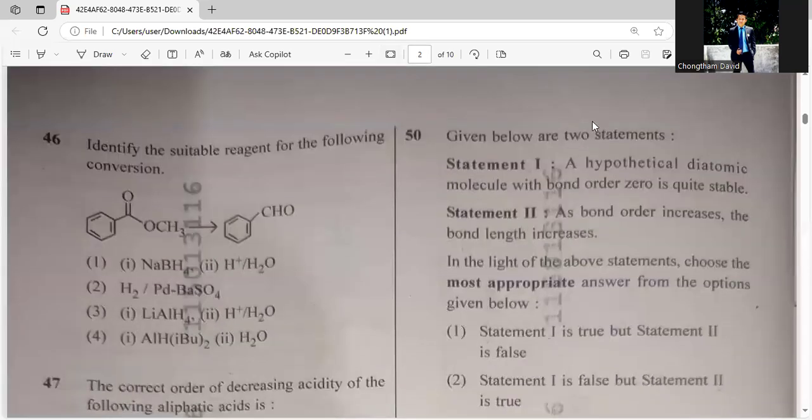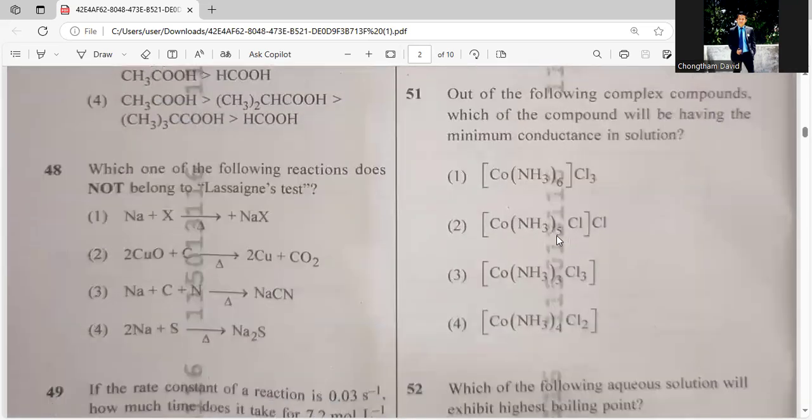After 49 is 50. In this question there are two statements. A hypothetical diatomic molecule with a bond order 0 is quite stable. So this is false, because for a diatomic molecule you cannot have bond order 0, and as bond order increases, the bond length decreases. And moving on to the next statement, statement 1 is false. Statement 2 says as bond order increases, bond length increases. This is also wrong. 50 done. 51. Let us read question number 51.